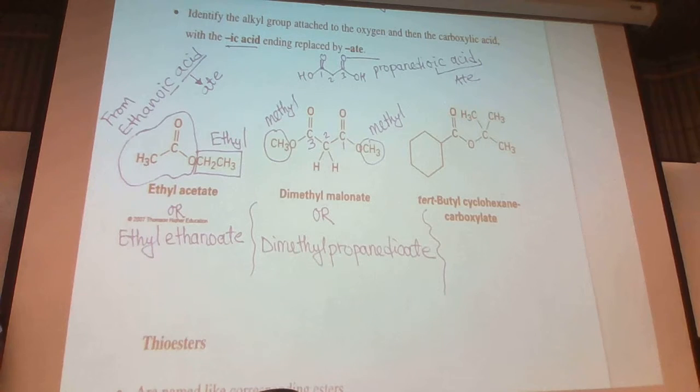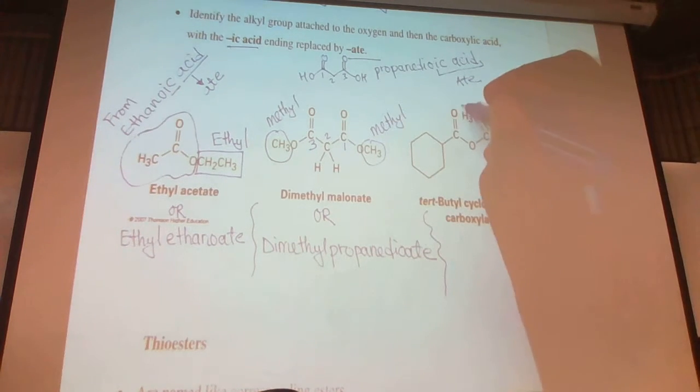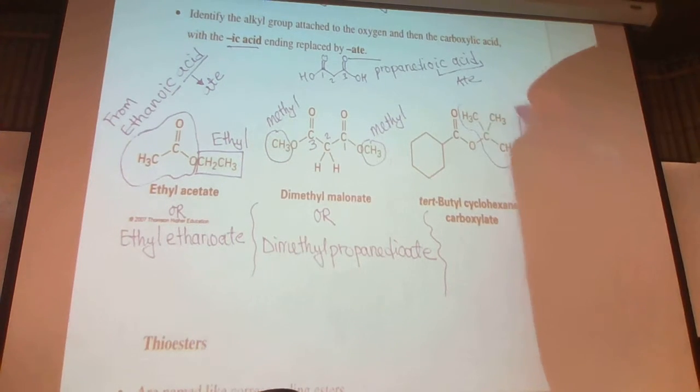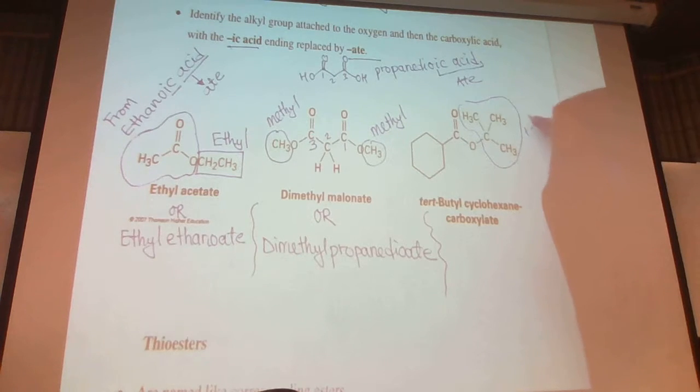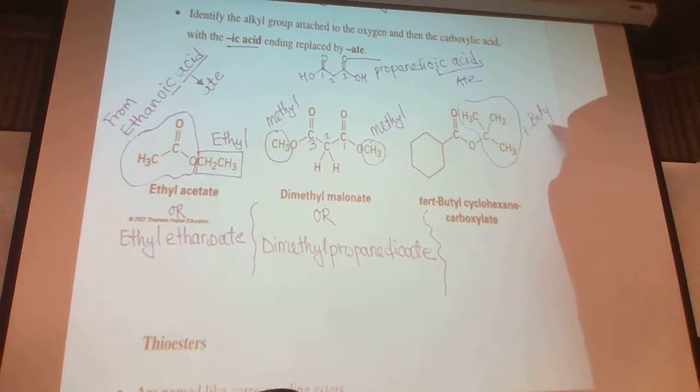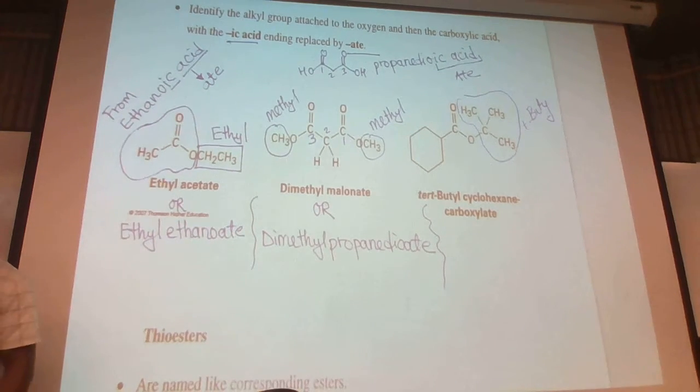All right. And then for carboxylic acid, you change the carboxylic acid end into carboxylate. Okay. So that's why this is a tert-butyl. So that's the tert-butyl group. The tert-butyl cyclohexane carboxylate. Make sense? All right.